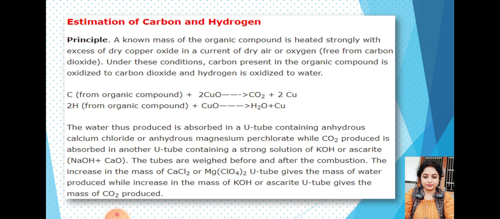The principle of this method is that when an unknown mass of an organic compound is strongly heated with dry cupric oxide, CuO, dry, which is also used in the detection, if you can remember, carbon and hydrogen present are quantitatively oxidized to carbon dioxide and water respectively. The masses of carbon dioxide and water thus formed are determined and the amounts of carbon and hydrogen in the original compound are calculated.